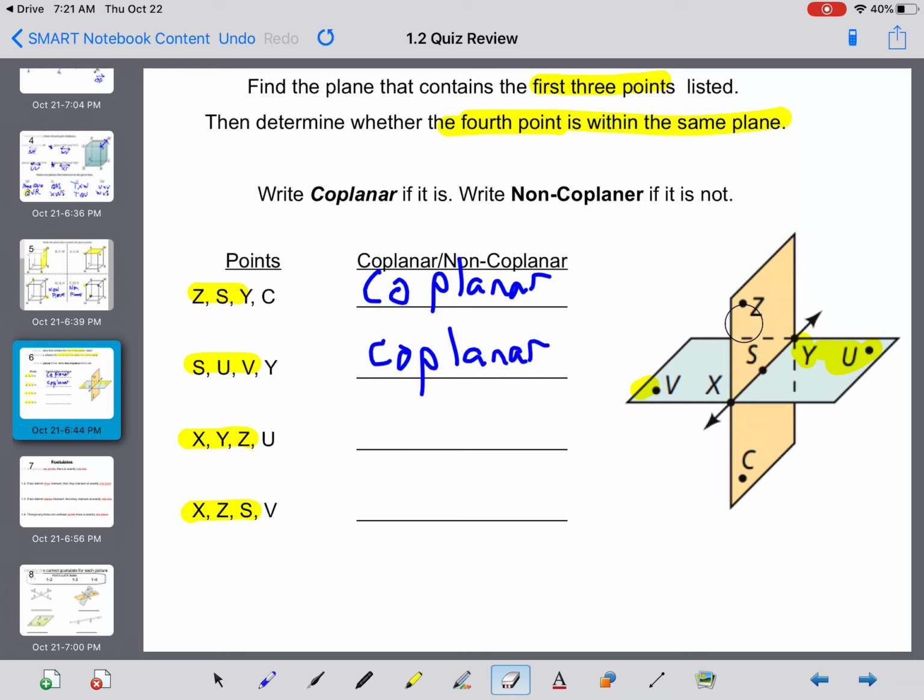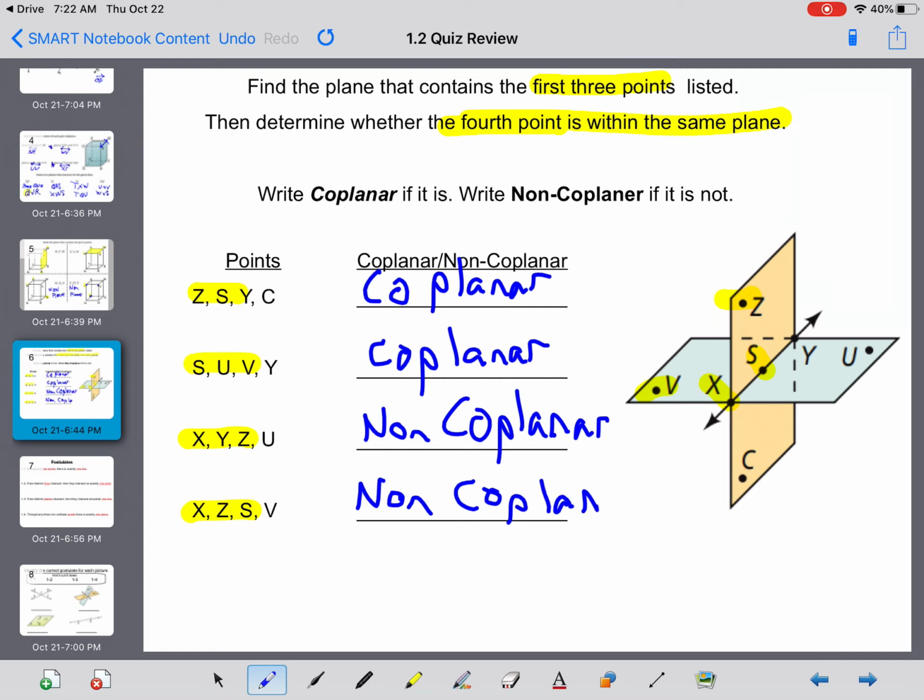X, Y, Z. X, Y, and Z all fall on that yellow plane, but U is on the blue plane. Non-coplanar. XZS all fall on the yellow plane. And point V, again, is on the blue plane. So this is non-coplanar.